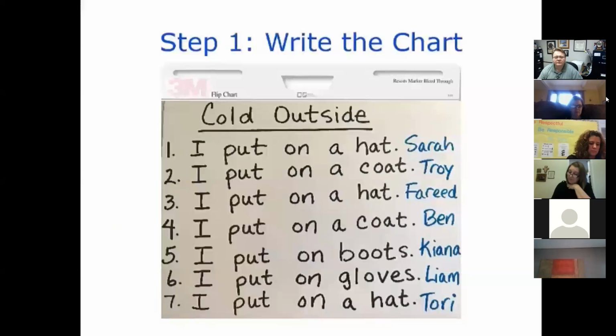I put on a hat. I put on a coat. I put on boots. I put on gloves. I put on a hat. Note that several students selected the same words to complete the sentence, and that's completely fine.